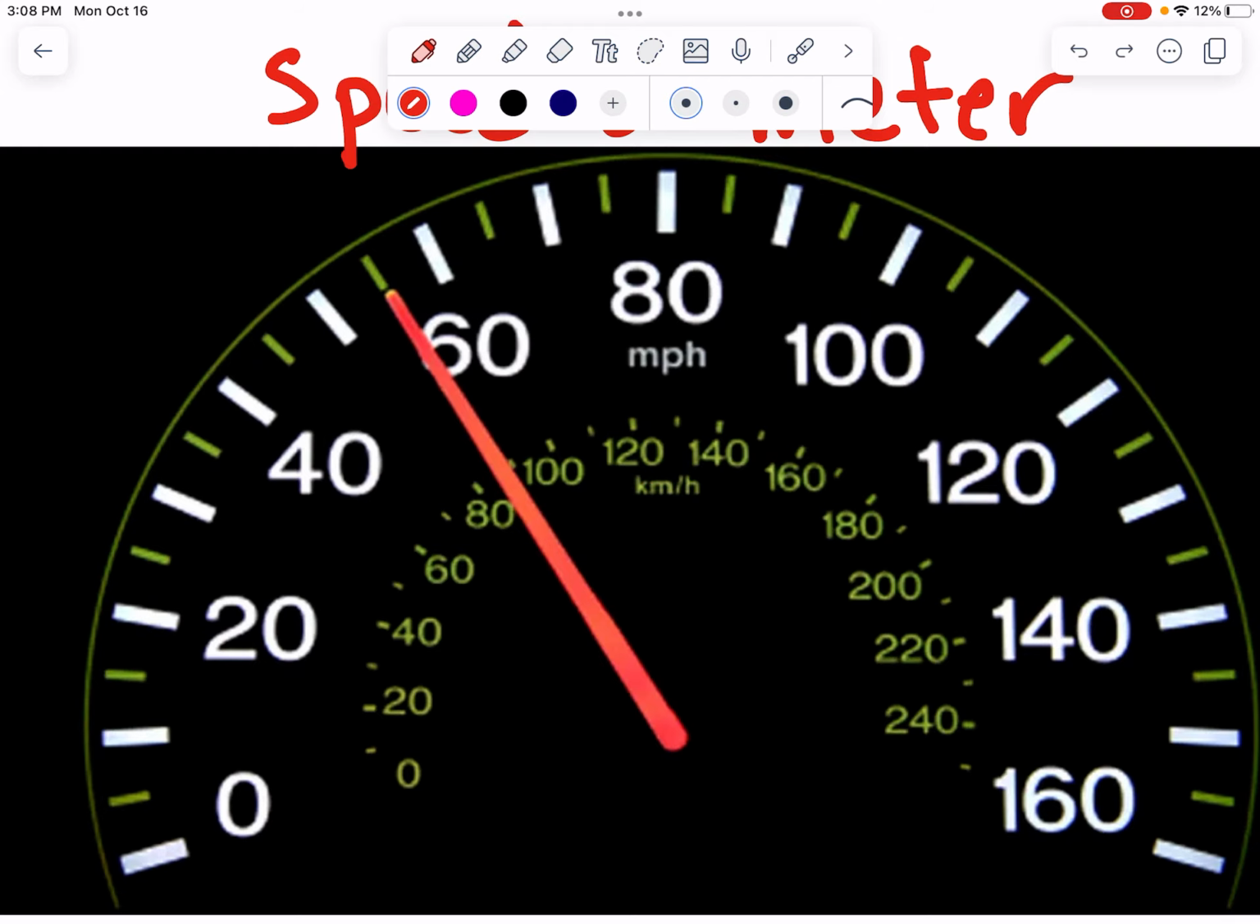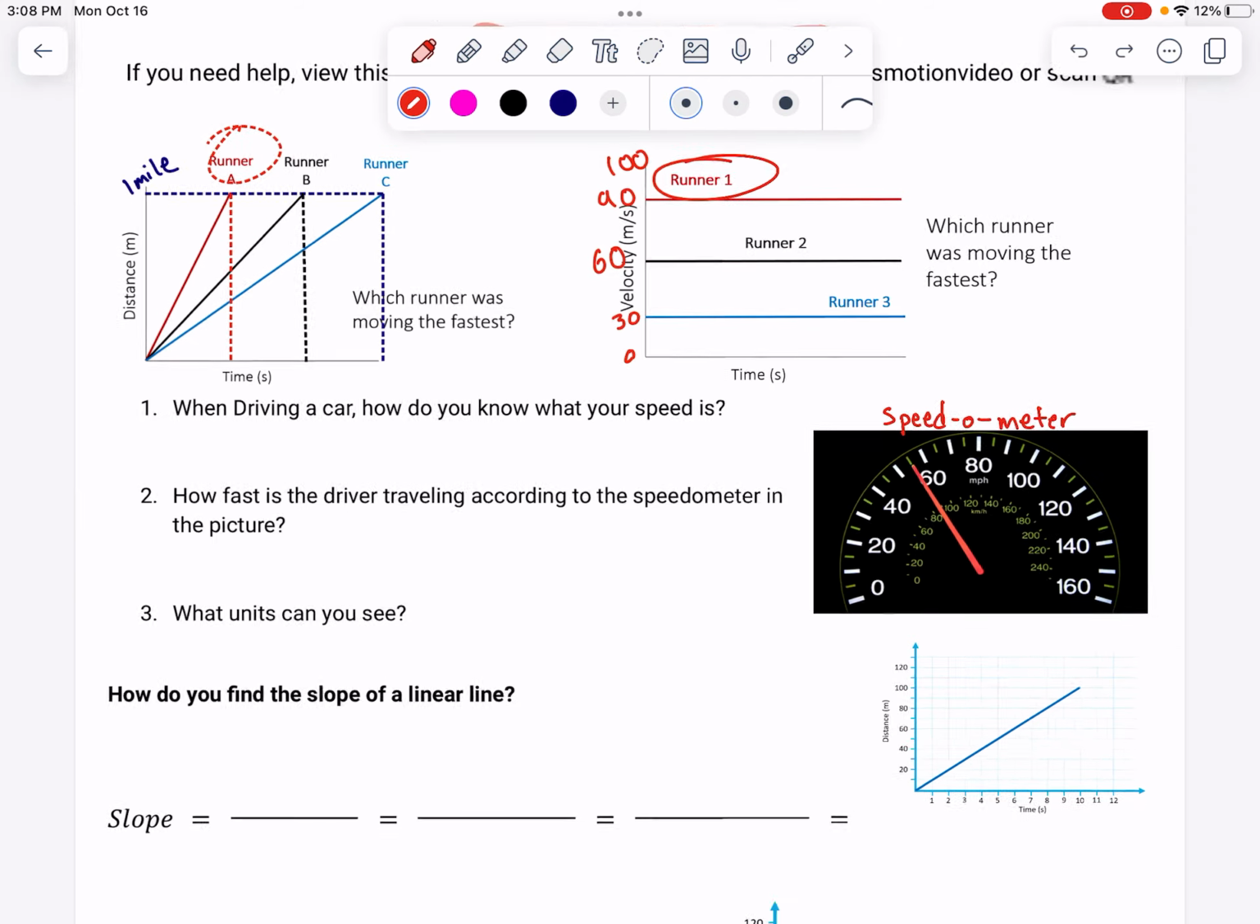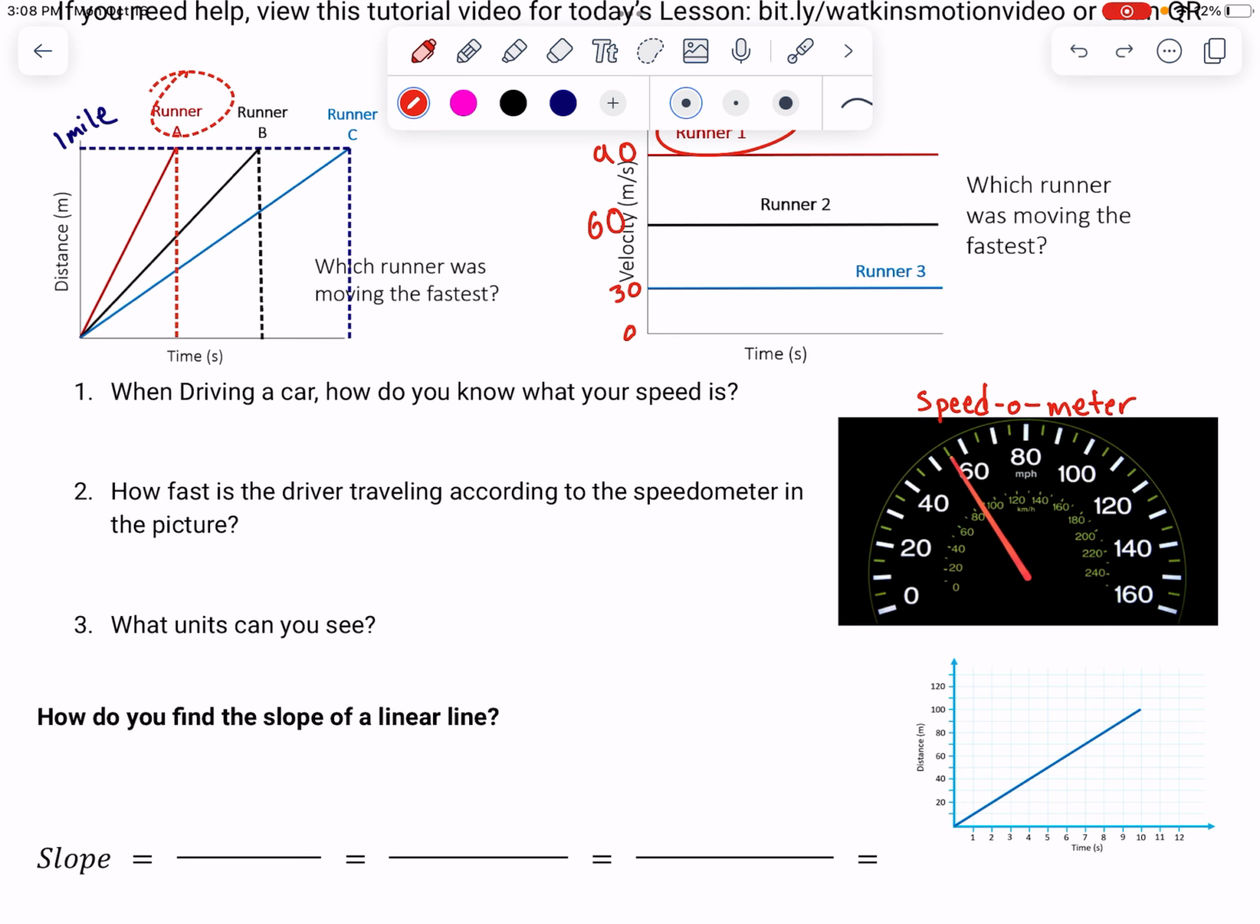Now, these units matter, okay? First things first, what I want you to do is pause the video and then answer questions 1, 2, and 3. You can unpause it once you've answered those.